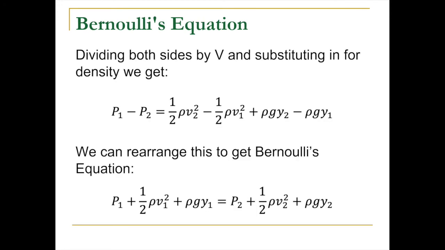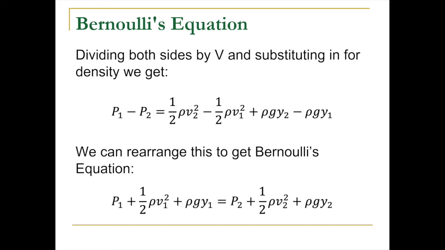Now we can do something tricky. We can divide both sides by V, and what we'll end up with is a bunch of mass divided by volume expressions on the right hand side. Well, we know from previous exposure that that's actually equal to the density of the fluid, and so we can substitute that in as you see.